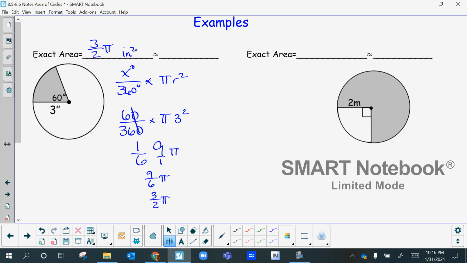So what is the estimate of that? Well, it's just a matter of putting that in your calculator. 3 divided by 2 is 1.5. So I'm going to put 1.5 times pi equals. So the area of that shaded region, the estimate is about 4.712 square inches.